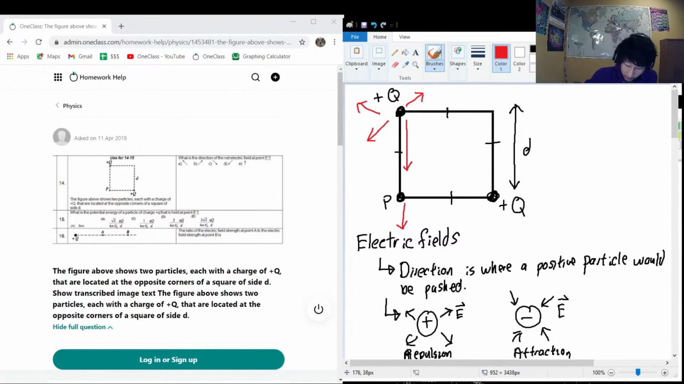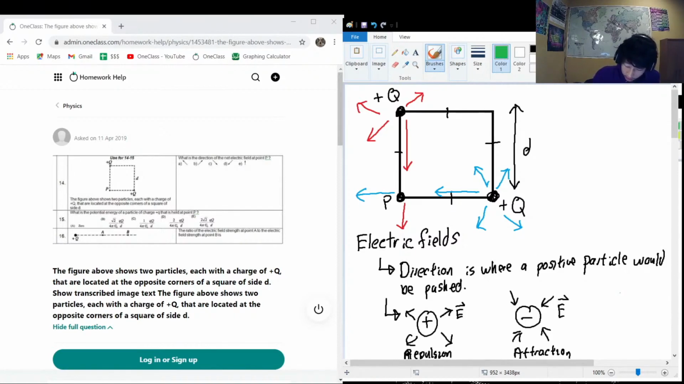And for the bottom right corner Q, it's giving out an electric field in all directions in the same way, and it's all outwards because it's a positive charge. What point P is going to experience is just the electric field pointing towards the left. Okay, so that's the situation that's going to be happening here.